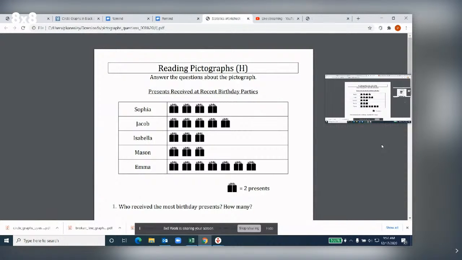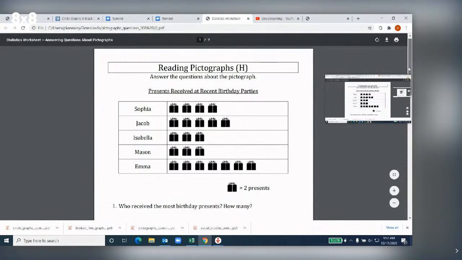And remember, the first thing you want to do is look at the title and kind of the key. The title is going to be up here. It's presents received at recent birthday parties. And also the key. In this one, each little box is going to represent two presents. Okay. So we're just going to go down and look at the questions.